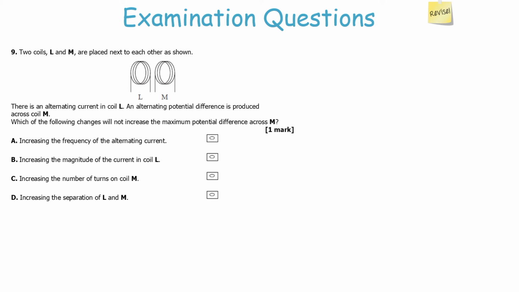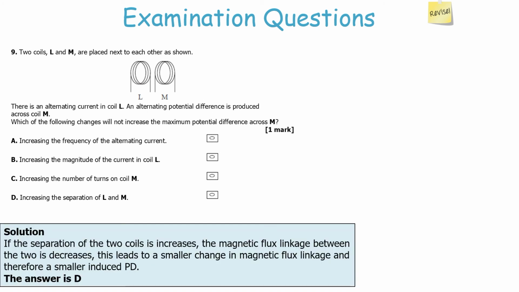So, how would you answer this question? If the separation of the two coils increases, then the magnetic flux linkage between the two coils decreases because there's less overlap, and the magnetic flux linkage is the overlap or the linkage between the objects.